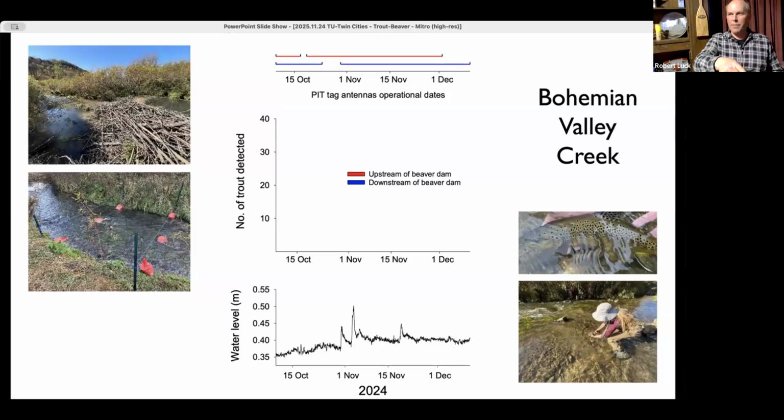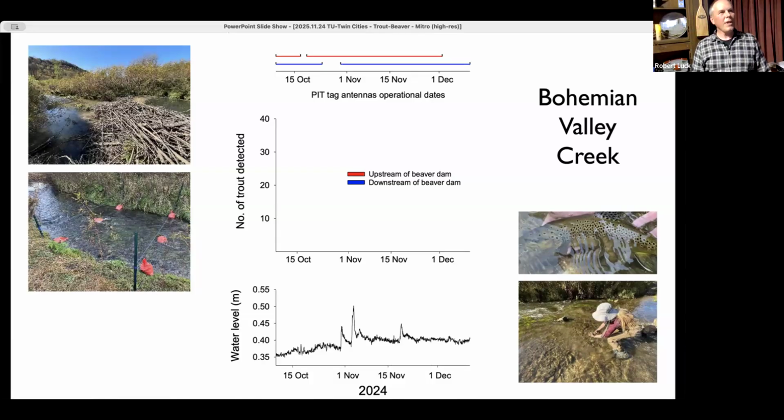And they were going up, encountering the dam. None of those fish were making it past the dam, but they were going up, turning around, going back downstream. And a lot of these fish are doing that over and over. So they run up, turn around, come back, go up and down, up and down. One fish did that 13 times within a week, just trying to get upstream and encountering that dam and not making it any further.